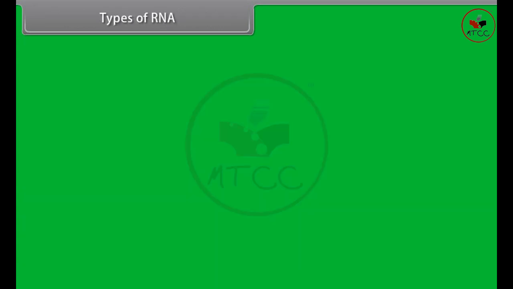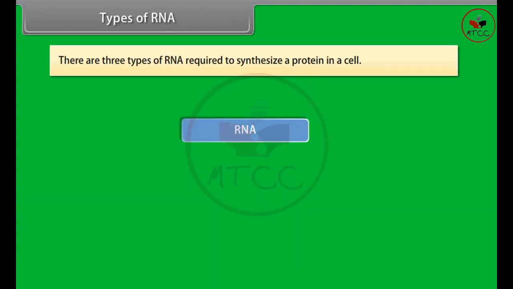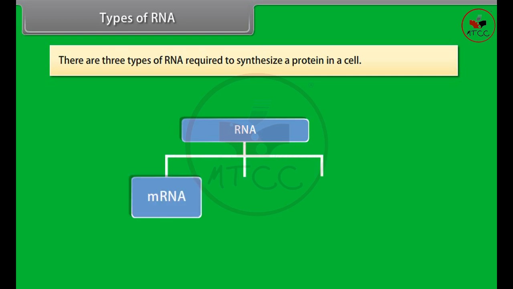Types of RNA. There are 3 types of RNA required to synthesize a protein in a cell: mRNA, tRNA, and rRNA.